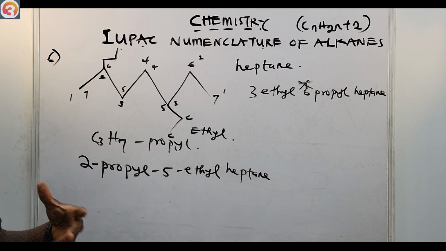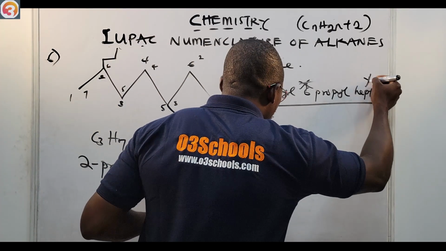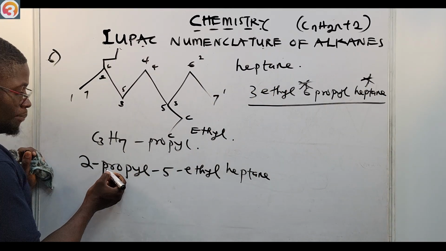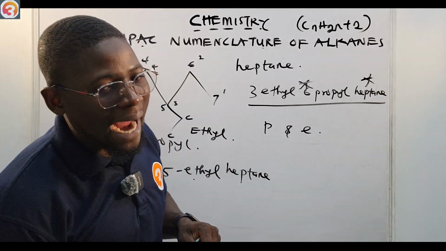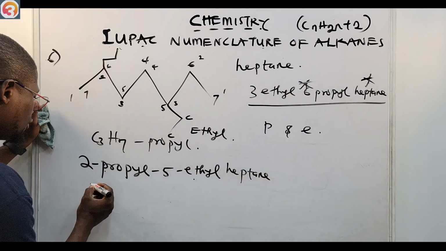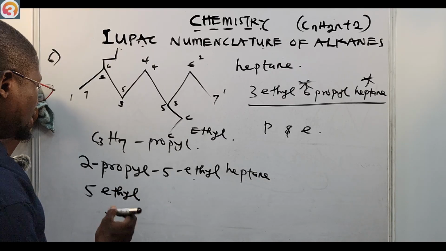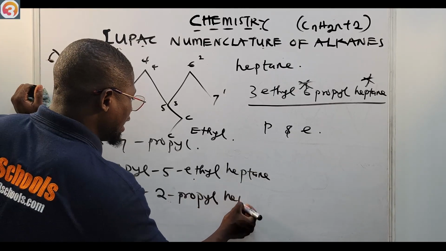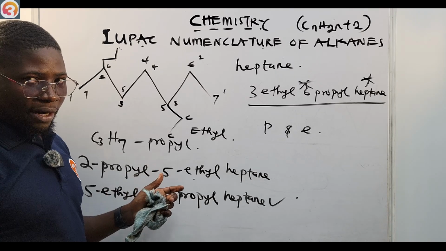Now, that will be the other part for us to take note of. Since, when it comes to numbering, we have written this one off, we now come to the alphabet. What begins the alphabet is P and E. So we are considering P and E. Should ethyl come before propyl? Yes. So that means this naming is also wrong. We have to rewrite it to be 5-ethyl-2-propyl heptane. So this will be the correct naming for this compound. Is that all right?